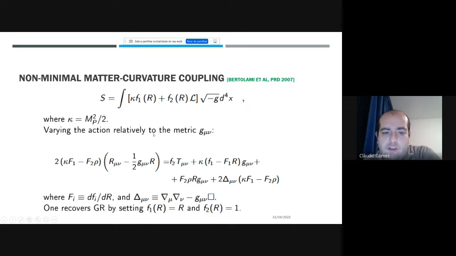So if we vary the action relative to the metric, we get these much more complicated field equations, and for simplicity we have introduced this differential operator here. However, general relativity can be seen as the limit when f1 of R is equal to R and f2 is equal to 1.